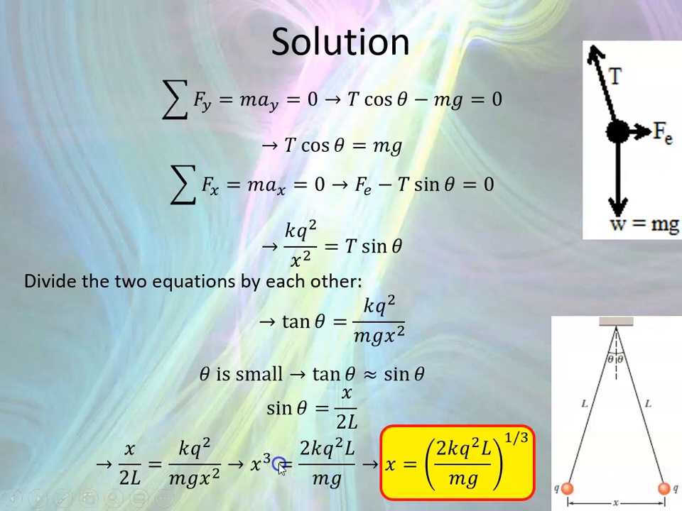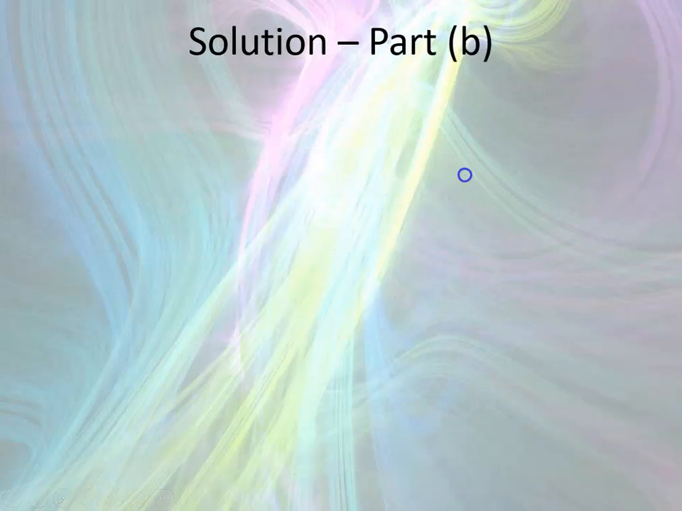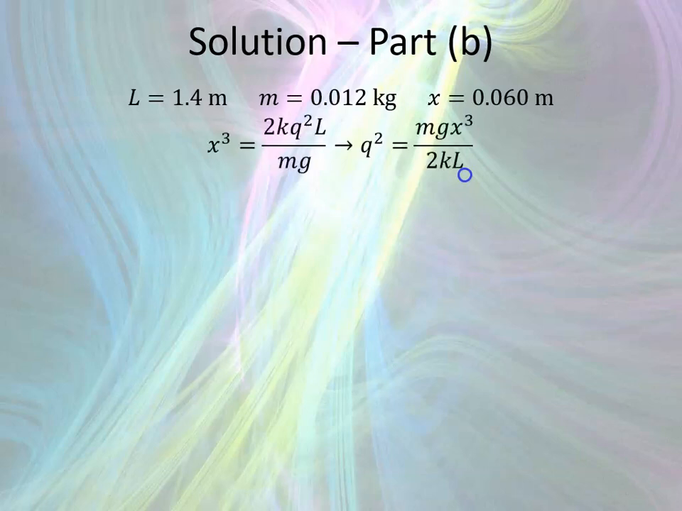Solve for x by taking the cube root of both sides, and you get x equals cube root of 2kq squared L over mg. And now we're ready to plug in our givens, which we write down like good physics students. So we're being asked to solve for the charge q. Sorry, I was mistaken early on. I said we were asked to solve for distance x, but we're asked to solve for the charge q. So we do that.